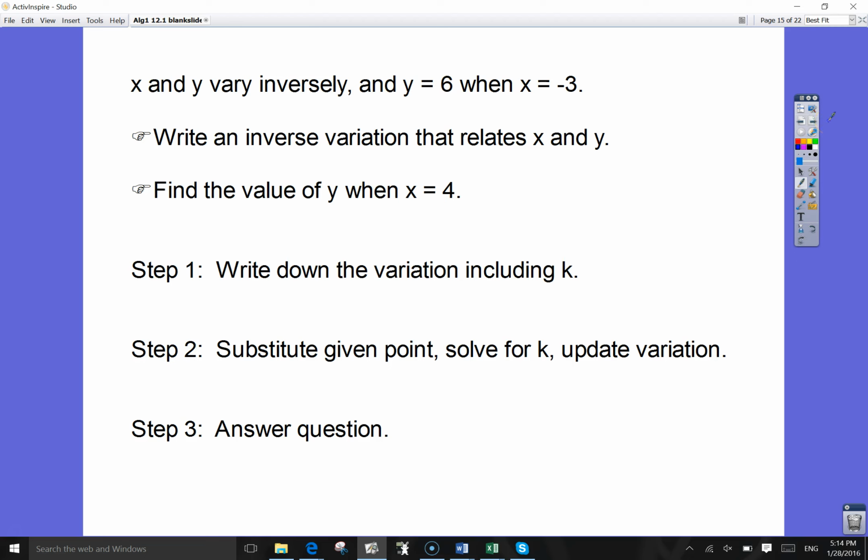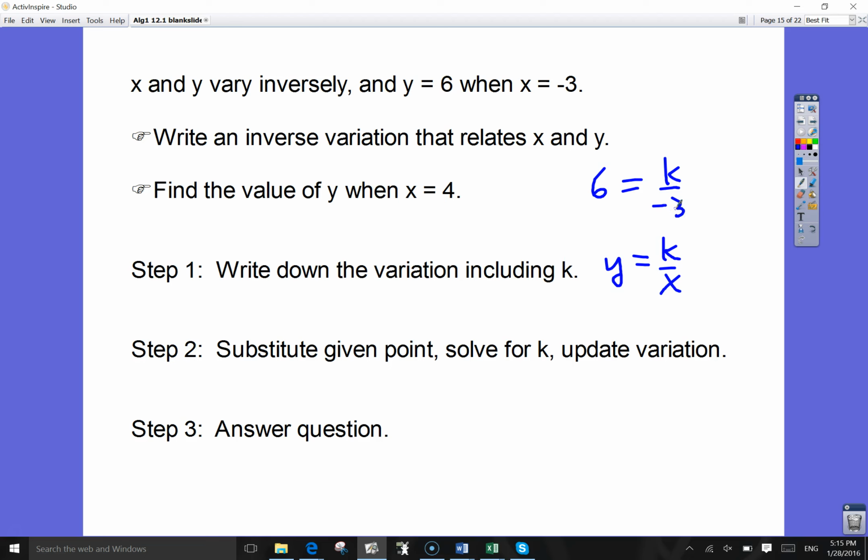Okay, so here's the same kind of problem we did with the word problem for direct variation. And again, this is very, very typical. They have to tell you what kind of variation you've got. Then they're going to give you enough information for you to be able to solve for the k, and then you're going to be able to answer a question. Right? So x and y vary inversely. So they just told us y equals k over x. And y equals 6 when x equals negative 3.